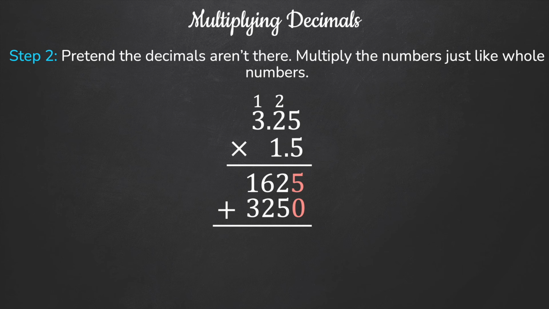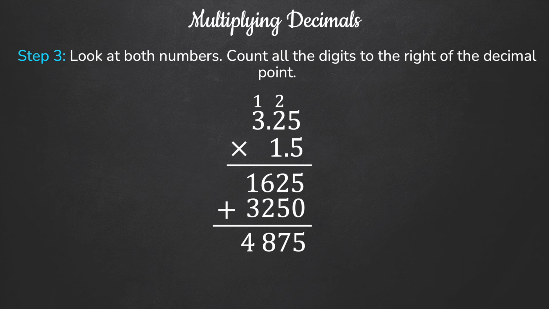5 plus 0 is equal to 5. 2 plus 5 is equal to 7. 6 plus 2 is equal to 8. 1 plus 3 is equal to 4. And that's our answer after we multiply.